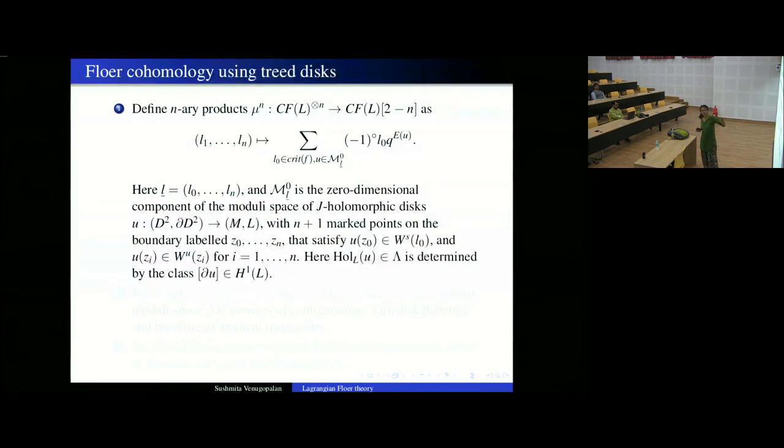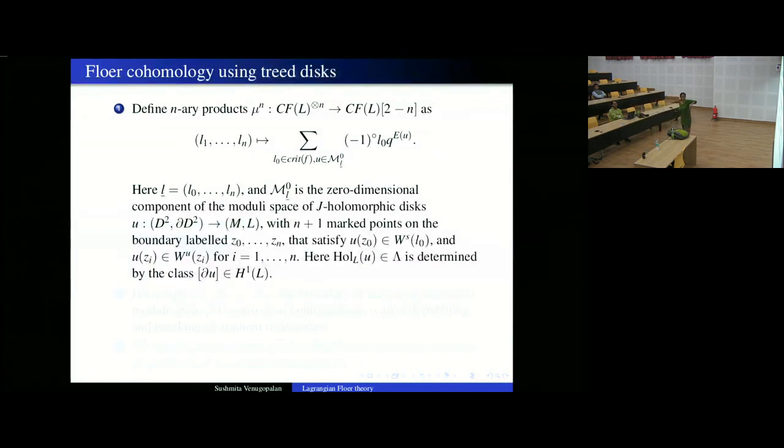So, right. What we are doing here is essentially counting these disks and weighting them by the energy of the holomorphic part. Sorry, minus 1. Something I'm not telling you. Yeah, so there is a sign.